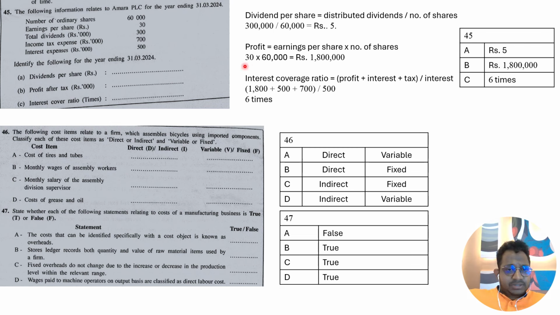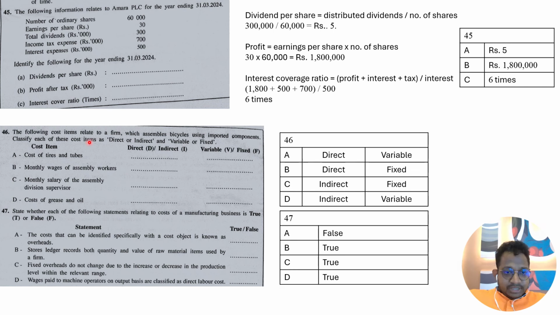And for the profit, the earnings per share is 30. Thirty multiplied by the number of shares gives the total profit. And interest coverage ratio means profit plus interest plus tax divided by interest. So here the profit you find from here is 1800, the interest is given as 500 and the tax is given as 700, altogether divided by 5. So your interest coverage ratio is 6 times.